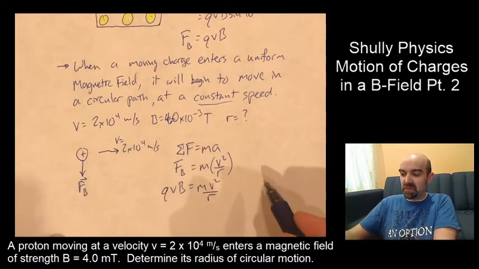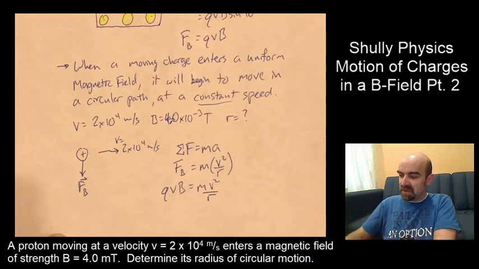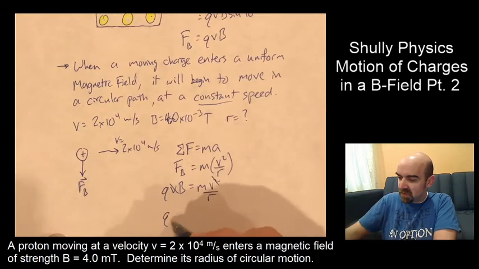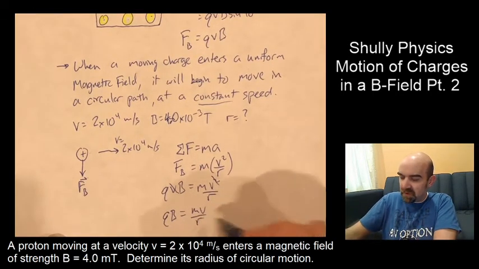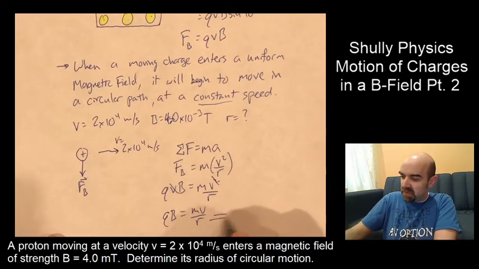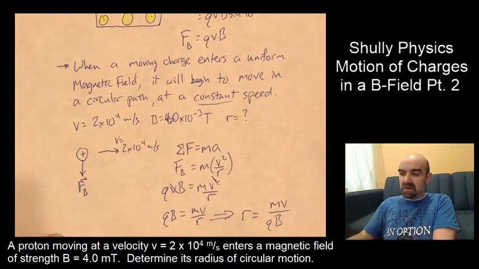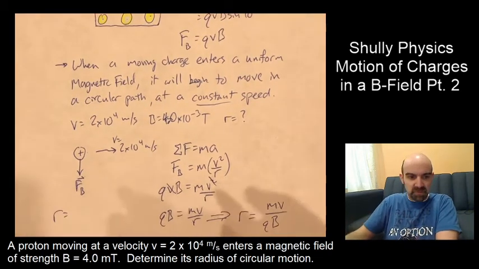It's harder to swing that mass around with the greater the mass. Now we do have a velocity canceling on both sides. So we have qB equals mv over r. And so if we solve for r, the radius, we'd have mv divided by qB. So let's use that, the radius, to solve this problem.